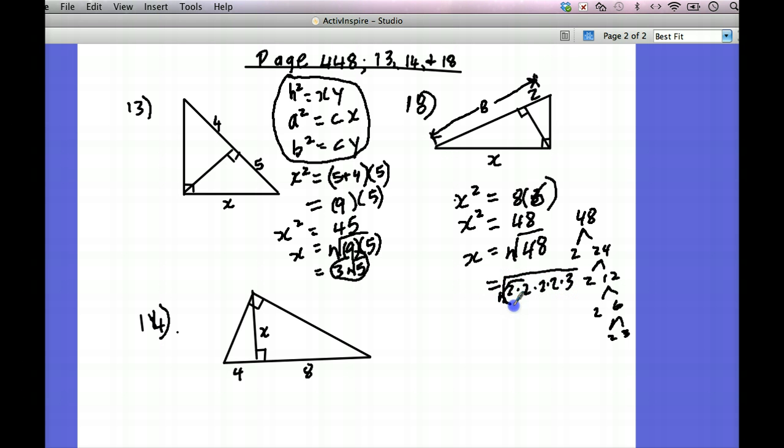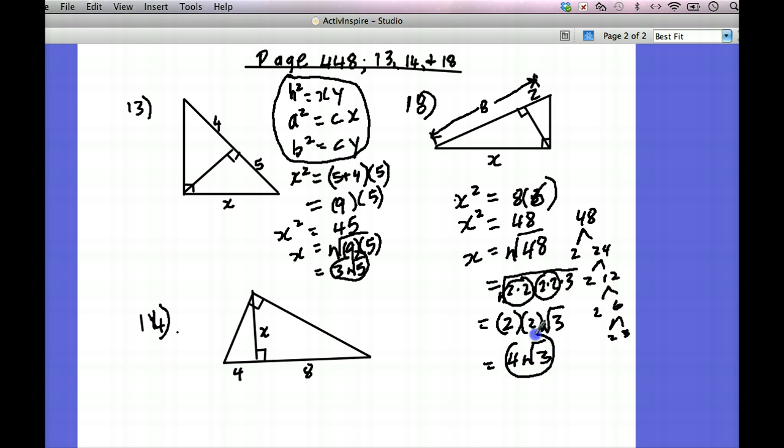And you know, each pair of 2 would be like the square root of 4. So we'd have square root of 4, which is 2. Here's another square root of 4, another 2, and then 3 doesn't have a partner, so it stays in the box like this. So this becomes 4 square root of 3. That would be the answer for that.